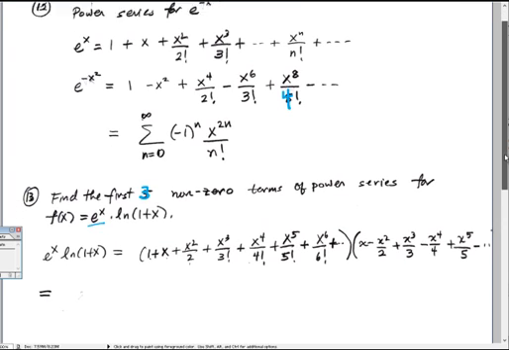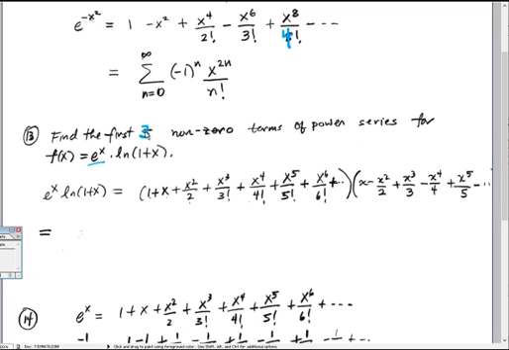Here we want to find, I changed this. This was 5 originally. I changed it to 3 because it started to get very lengthy. So we want to find the first 3 non-zero terms of the power series for this times this. Now, I'm not assuming that you memorized this power series here. I gave it to you. And we're just going to start multiplying, and we want to get the first 3 non-zero terms. So do it systematically. Start with 1 to get the lowest power term. So that would be 1 times x. So we don't have a constant term, but our x to the 1 term is x.